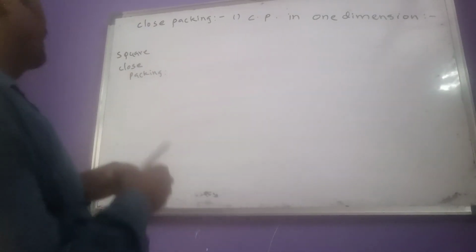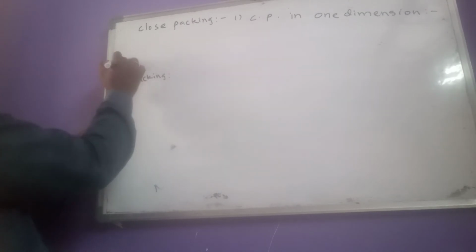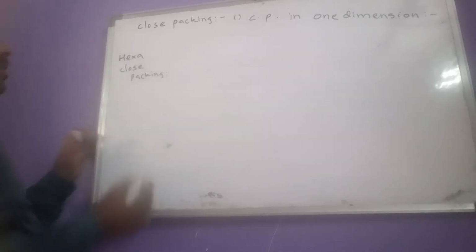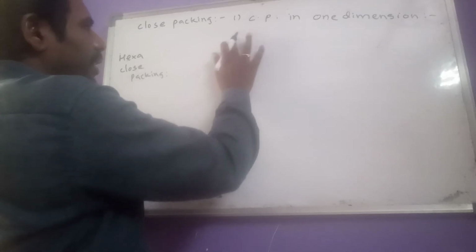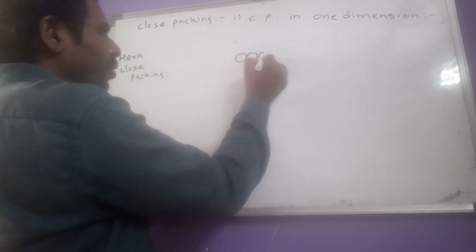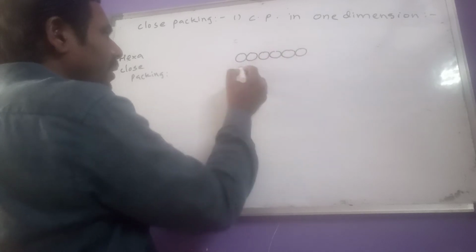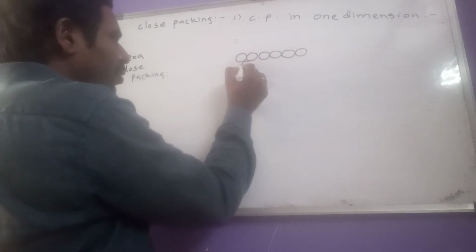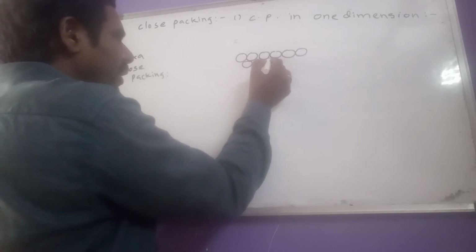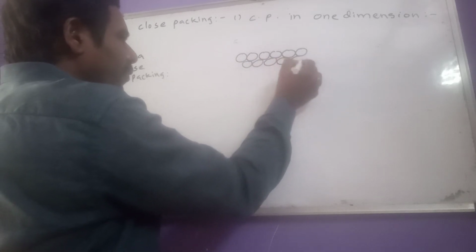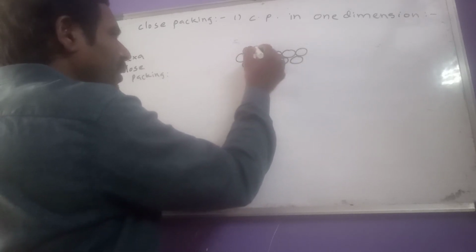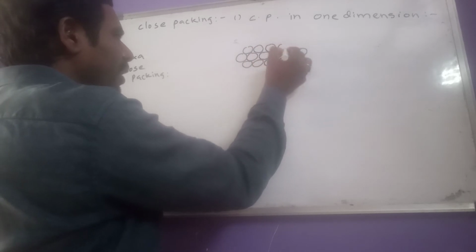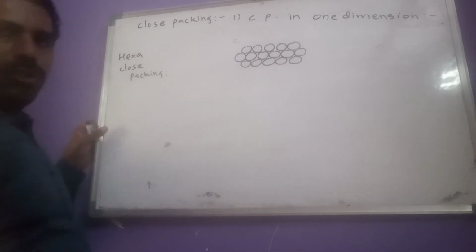Okay, then after that, which one here? Hexagonal close packing in two-dimensional only. The second one here is hexagonal close packing. For example, if we consider here, this is the first row of spheres. Now if the second row spheres are placed in the depressions of the first row spheres, now it will lead to the formation of hexagonal close packing.